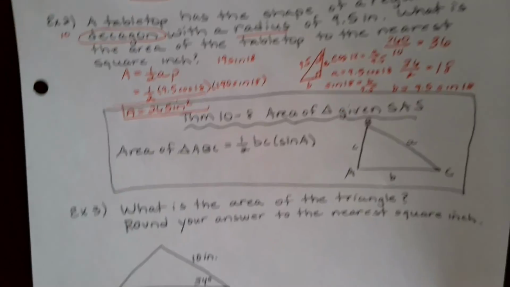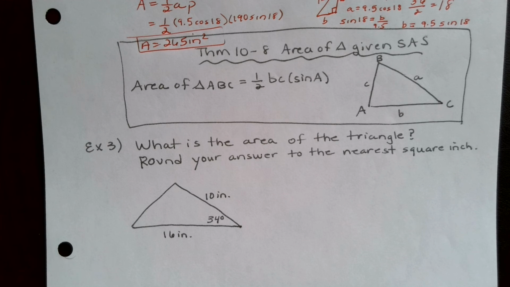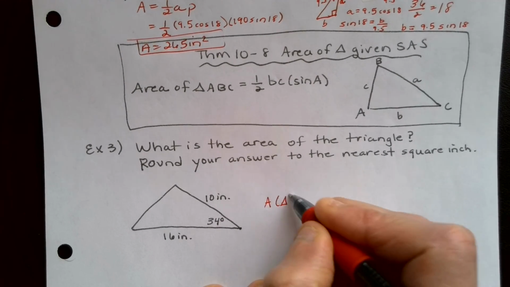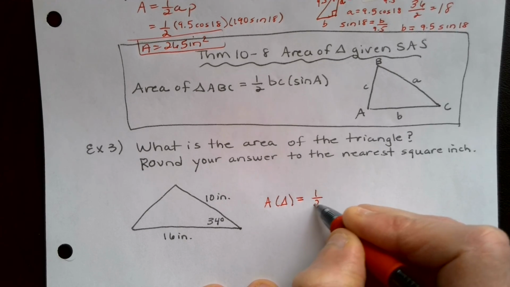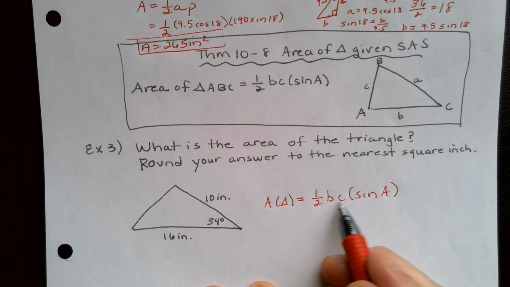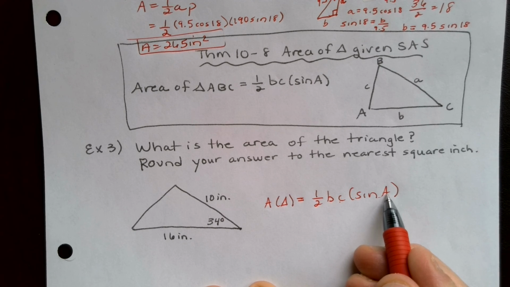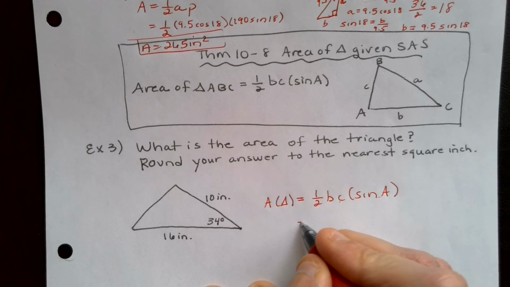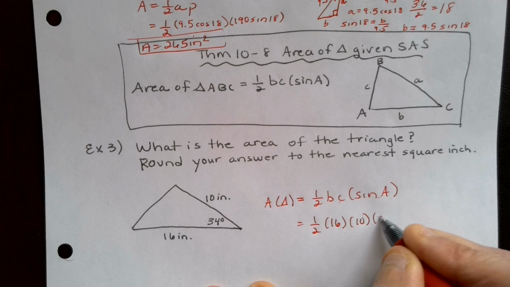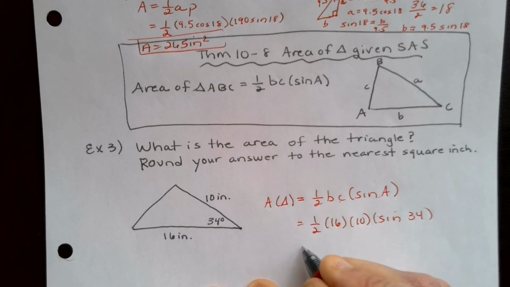So when we look down here at this one, it's the area of that triangle, round to the nearest square inch. We look and see, oh great, we have two sides and we have the included angle. We are all set. We can definitely use this. So the area of the triangle is equal to 1/2 BC sine A. Remember, the BC can be any two sides, and the A is the angle between them. So it's 1/2 times the 16 and 10, it doesn't matter which goes in for what, times sine of 34.